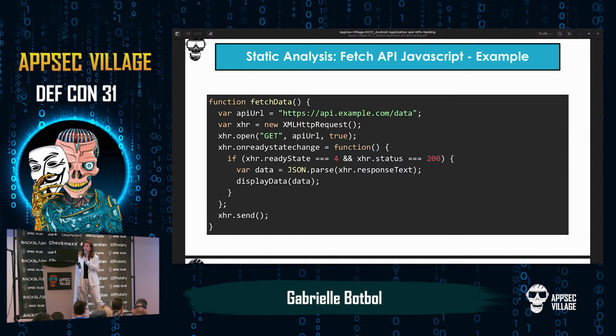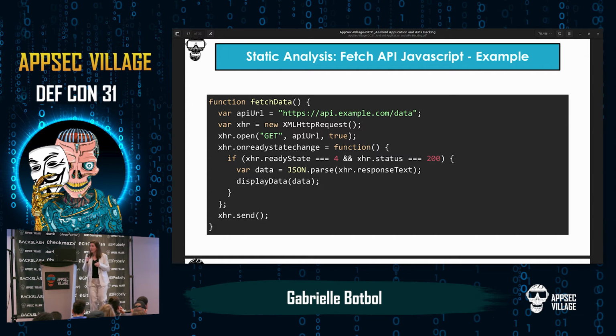Here we have an Android app that uses WebView to display a web page. In the web page, we can see that JS communicates with an API to fetch data. You have a JavaScript code here that calls the fetch data function that you can see here, and it makes a GET request to an API endpoint. Here, this is api.example.com. So it's pretty obvious.